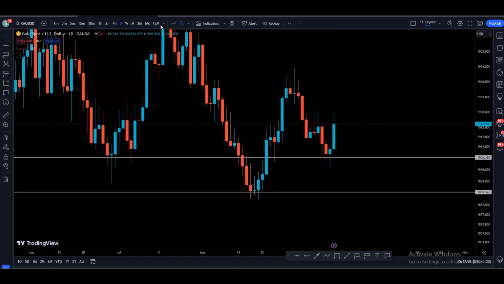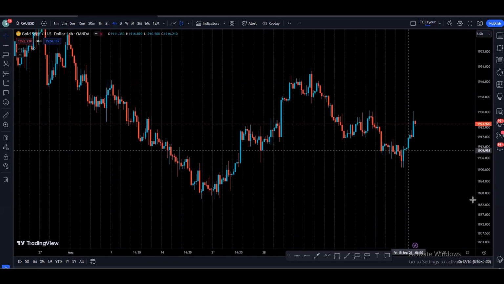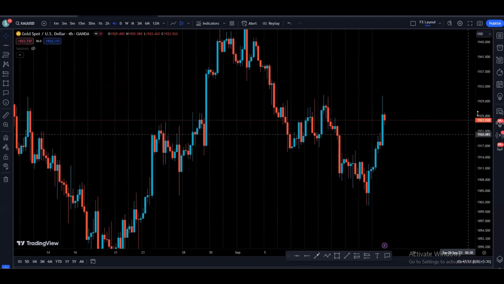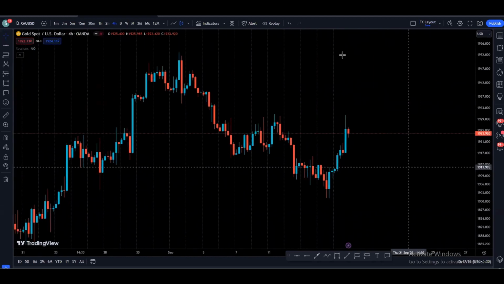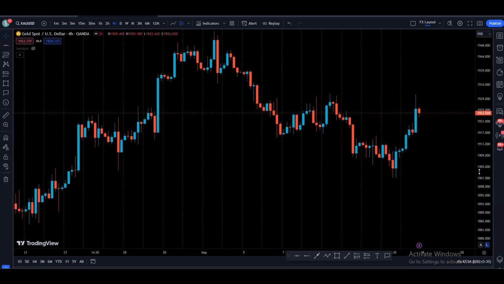Now let's go to a 4-hour time frame to find what is happening. On the 4-hour time frame, we can see that the price is bearish because we are making lower lows and lower highs. Starting from the top, we created a low, lower high, lower low, lower high, lower low, and lower high, which is still below the previous high. So we are making lower lows and lower highs on the 4-hour time frame as well.